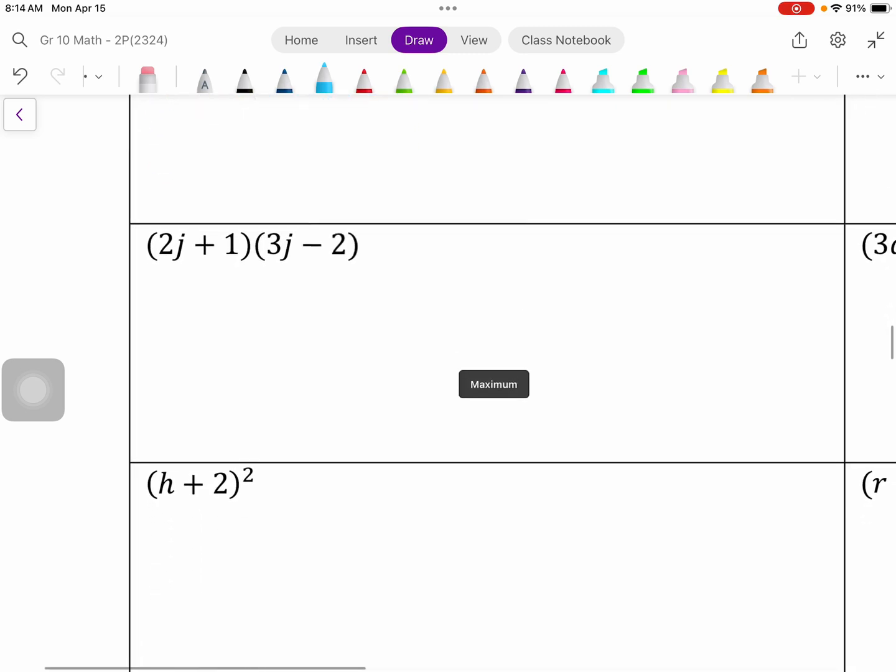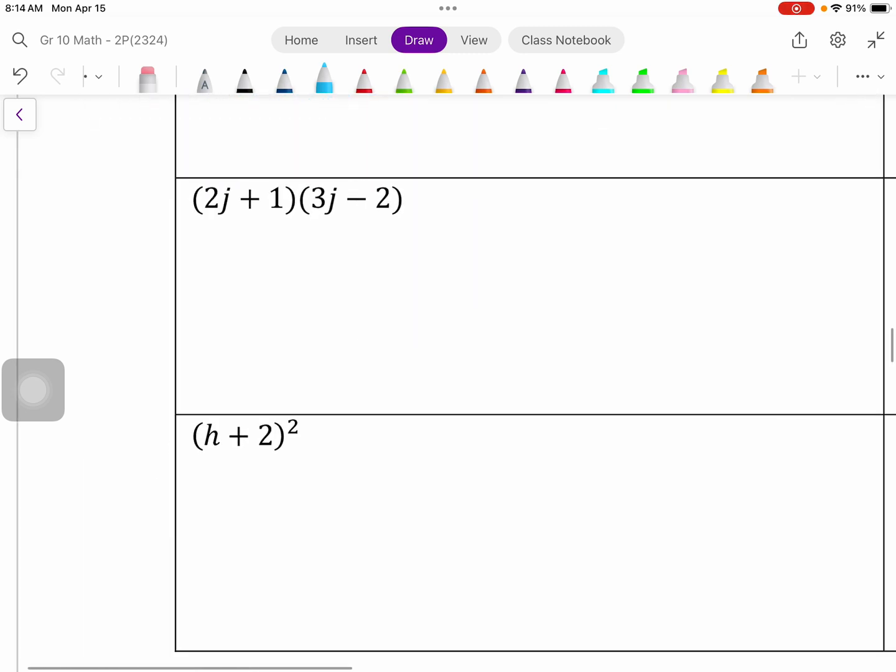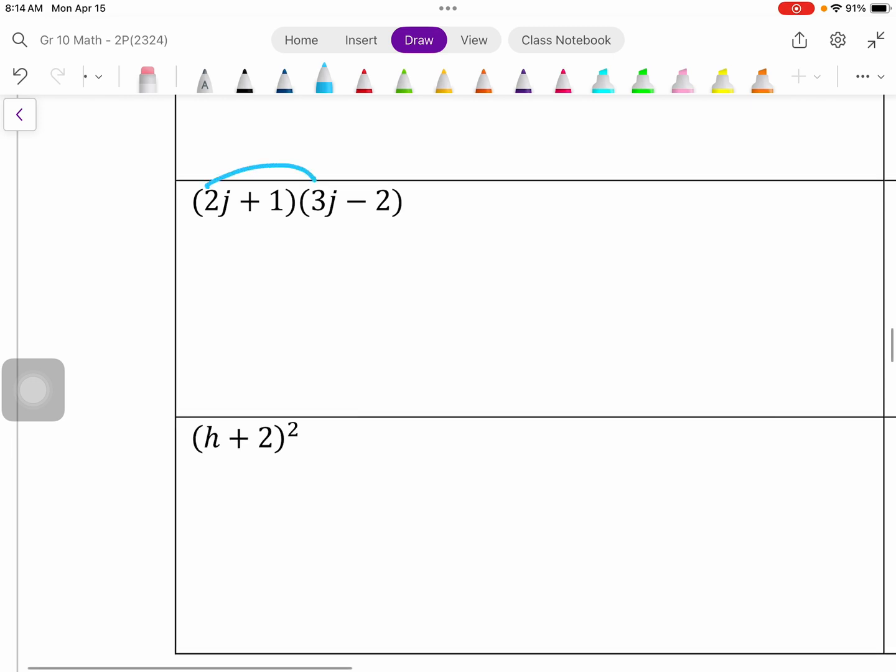All right, let's try one more example where we have coefficients in front of our variable. So here I have a 2j times a 3j. So 2 times 3 is 6, and j times j is j squared. Then I have a 2j times negative 2. So 2 times negative 2 is negative 4, and there was just the 1j. 1 times 3j, both are positive, so I'm adding. 1 times 3 is 3, and the 1j. And then 1 times negative 2, subtract 2.